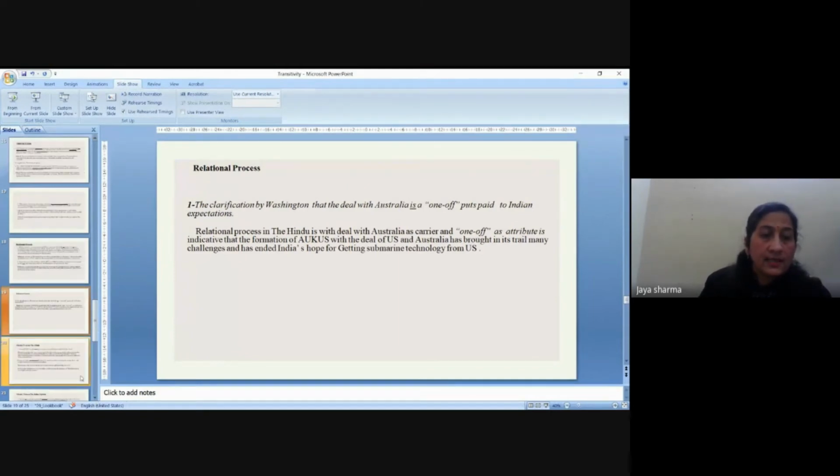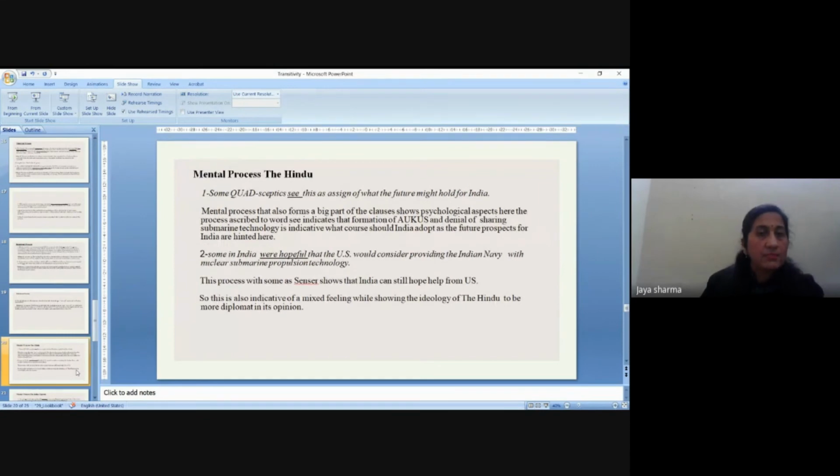And then we find mental processes. Mental processes in the Hindu: "Some quite sceptic see this as a sign of what the future might hold for India." So the mental process, which also forms a big part of the clauses, shows a psychological aspect here. The process ascribed towards "see" indicates that the formation of AUKUS and the denial of sharing submarine technology is indicative. What course India should adopt as a future prospect is hinted at here.